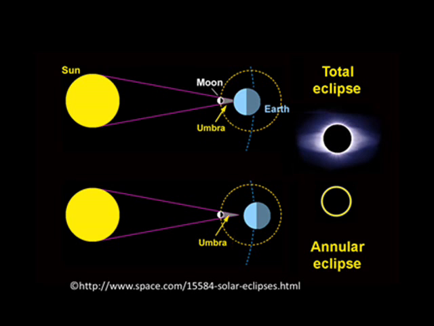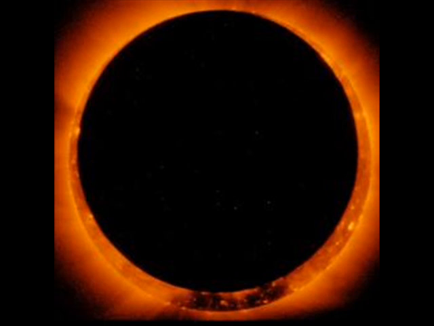An annular solar eclipse occurs when the moon is far from us or when the sun is near to us, so that the moon's apparent size is smaller than the sun. The moon cannot completely obscure the sun, and the sun appears as a bright ring around the dark moon.